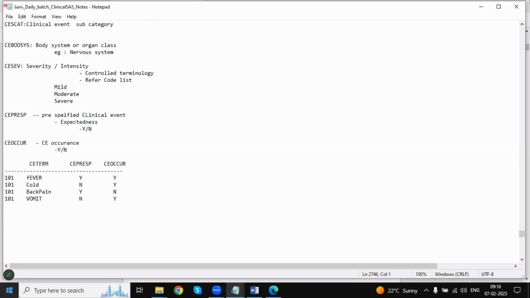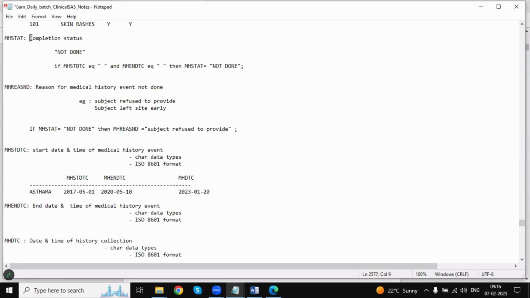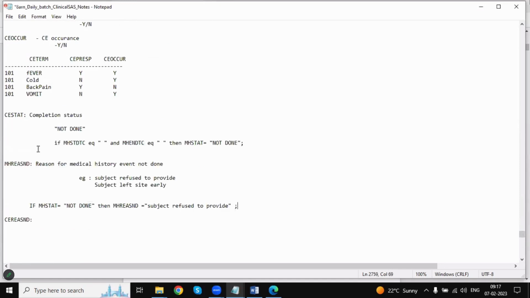Next, two more variables will also come together: CESTAT and CEREASND, the reason for not done. Just now we discussed these two variables also. STAT is the completion status. So always remember, the completion status we have to capture as not done only. If not done, you have to write a reason for not done. So your status always will get the observation as not done. For example, if they mention just a term name, with start dates, end dates, pre-specified, occurrence, or no details given, any details not collected means you have to capture as not done.